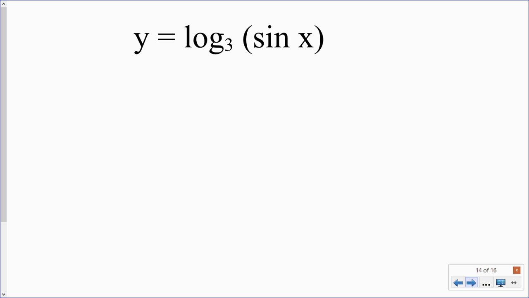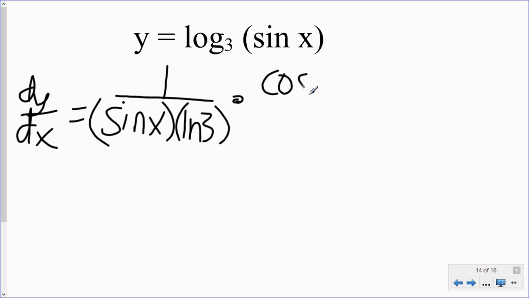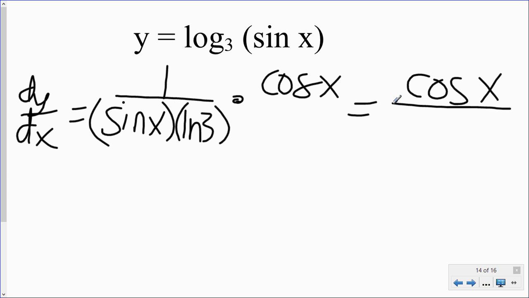All right, here we have log base 3 of sine of x. So again, to find the derivative, we'll start with 1 over sine of x, okay, times natural log of the base, but then times the derivative of sine of x, which is cosine of x. Okay, multiply straight across, and we get cosine of x all over sine of x times natural log of 3.